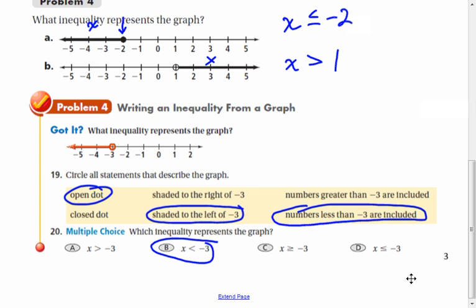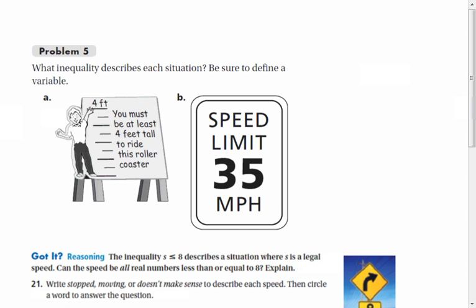All right, the last problem I'm going to do has to do with real life situations that can be represented by inequalities. When you go to an amusement park like Valley Fair, there's certain rides that have height restrictions. So if we look at this first problem here, it says you must be at least 4 feet tall to ride this roller coaster. Well, at least means you should be 4 feet tall, and you could be like 4'1", 4'2", etc. Anything above 4 is okay, and including 4 is okay.